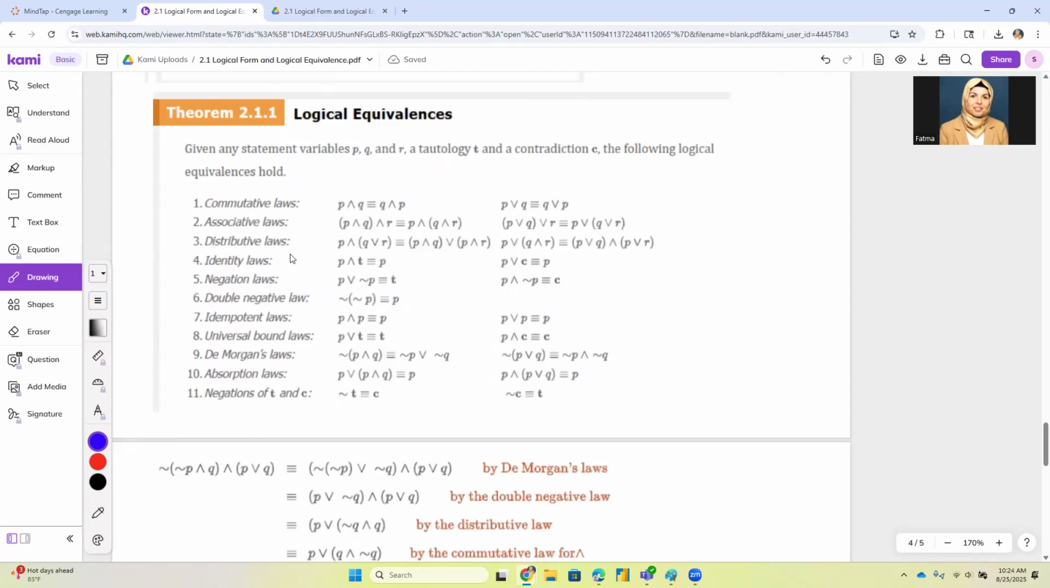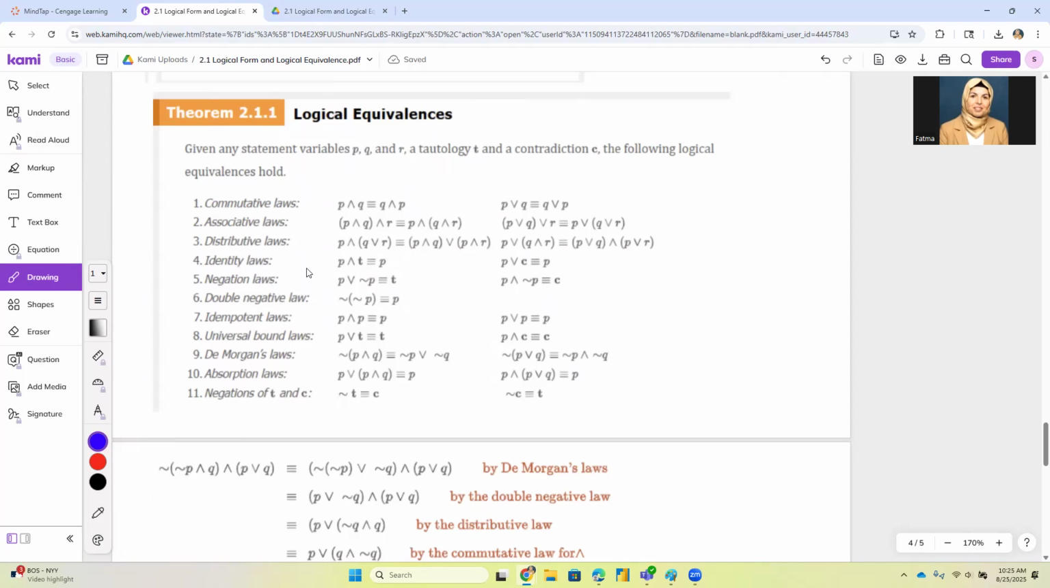Next one is the distributive law. Distributive law is when you have P AND in parentheses Q or R, you can just rewrite it as P and Q, or P and R. So we can just distribute this P AND into two different parentheses. Same thing here. If you have an OR statement, you can just expand it as P or Q, and P or R. These rules are meant to be familiar.